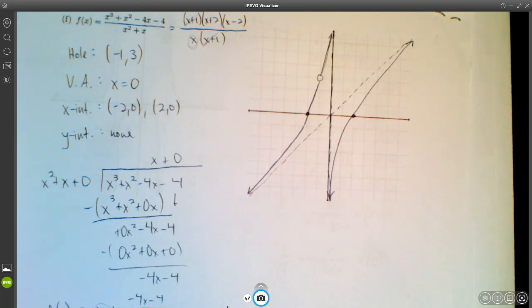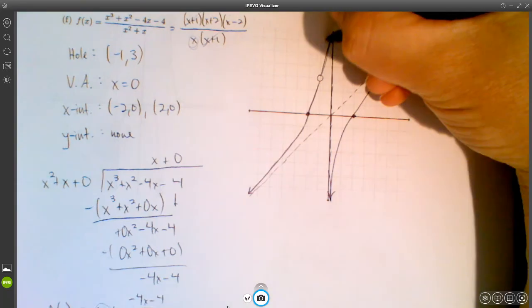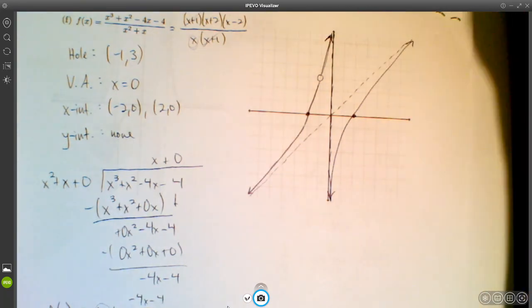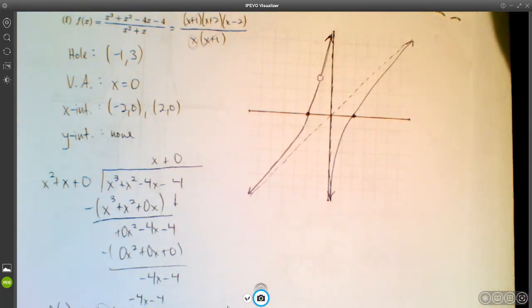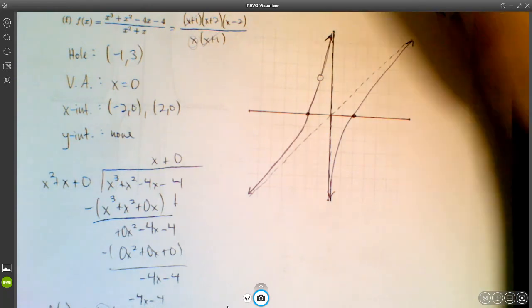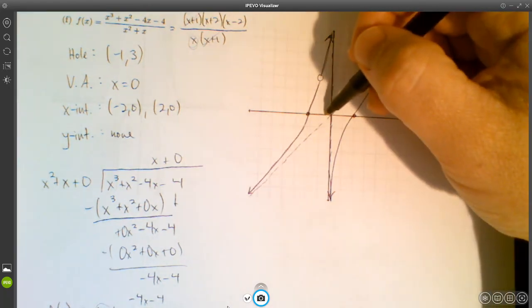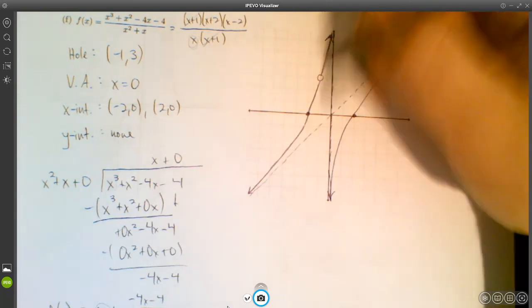Now, I'm like 99% confident this is the way it looks. Otherwise, I wouldn't have drawn it in pen. But if I wanted to be extra certain, I could plug in something. I could plug in like negative 1/2 and make sure that I really am up here somewhere, right?